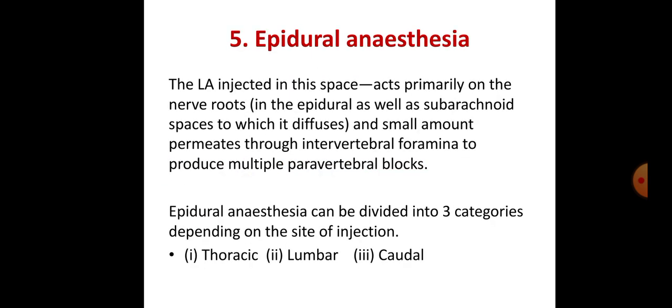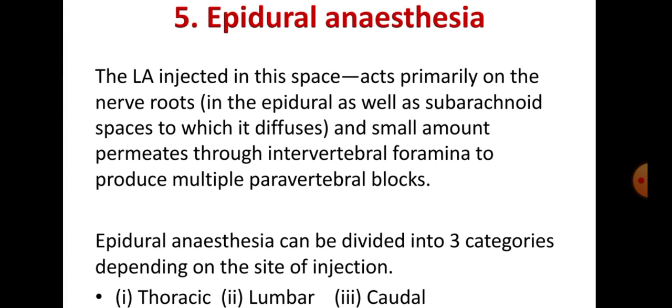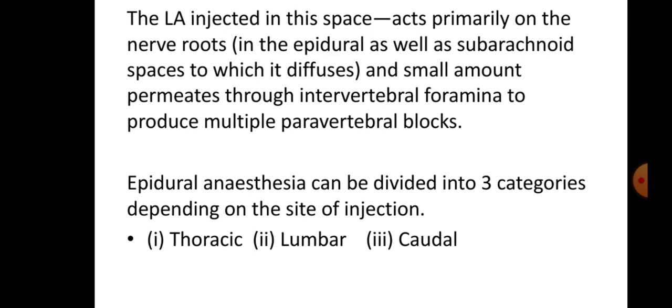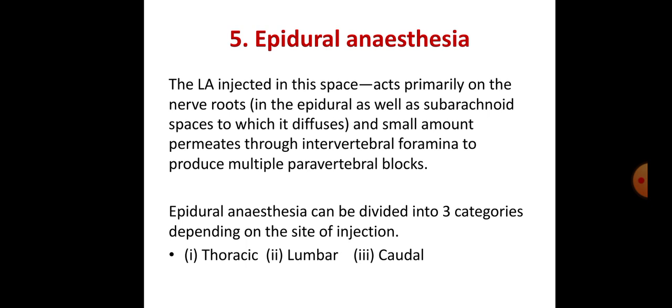That is spinal anesthesia. Epidural anesthesia, as I told you, acts primarily on the nerve roots in the epidural space. The drug permeates through the epidural space first, next diffuses into the subarachnoid space, and even some amount will permeate through the intervertebral foramina to produce multiple paravertebral blocks. Based on the site, they are again divided into thoracic, lumbar and caudal epidural anesthesia.